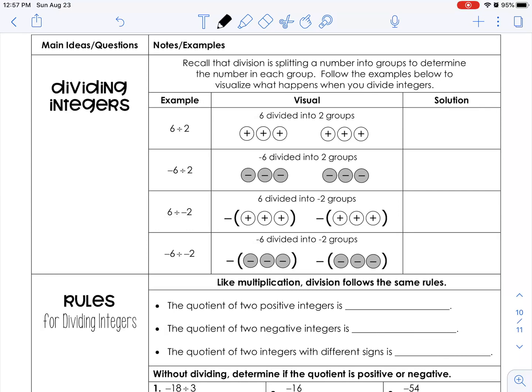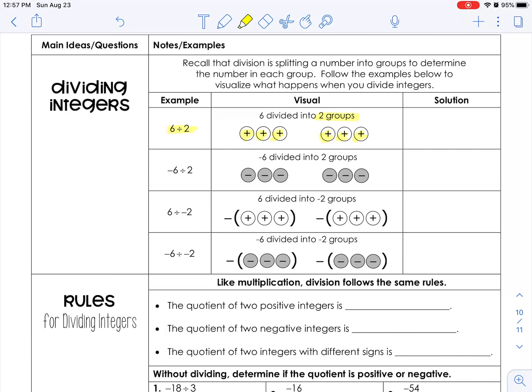So you want to remember with dividing integers, we're still talking about dividing like we learned in elementary school. So dividing, we split into groups to help us determine how many are going to be in each group. So looking at our examples, first we have 6 divided by 2. So we know we're going to have 2 groups, and then we have to divide a total of 6 into each group. So we can see we have 3 in each group.